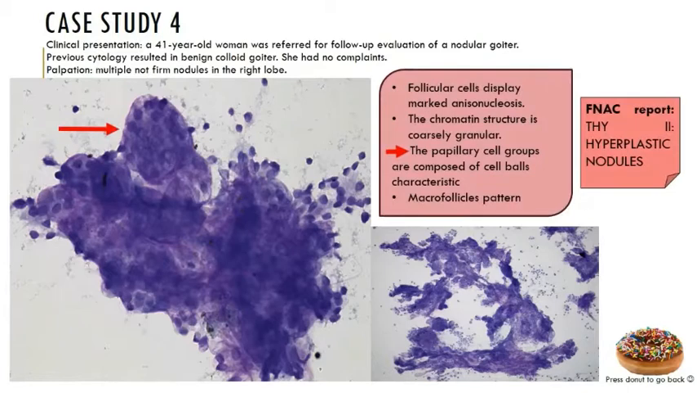Okay, for case study 4, this smear shows cell balls that form papillary-like clusters, which is an unusual finding. There are also a few atypical cells, which are a very common finding in benign thyroid lesions. So, the diagnosis is Type 2, benign hyperplastic nodule. This is characterized by the cell ball pattern, which is the sign of a hyperplastic nodule.